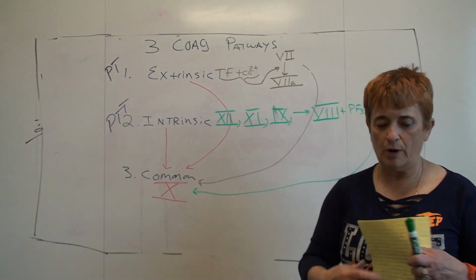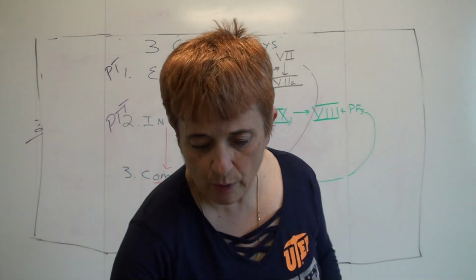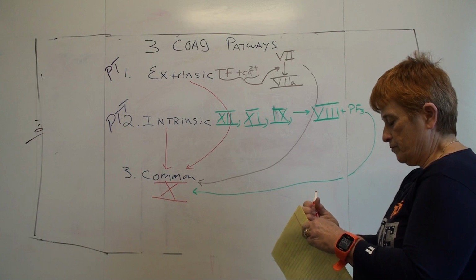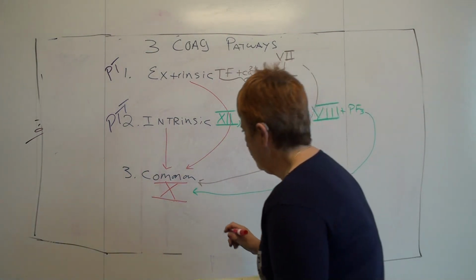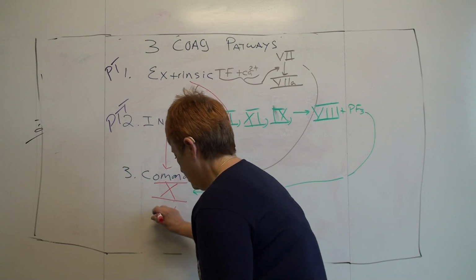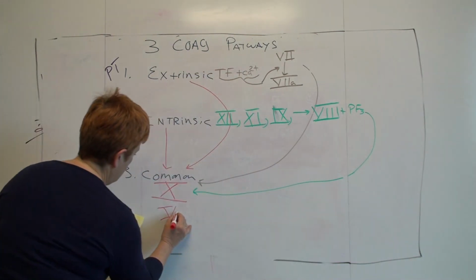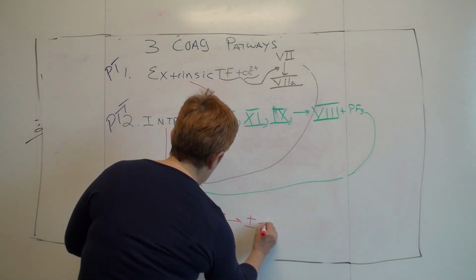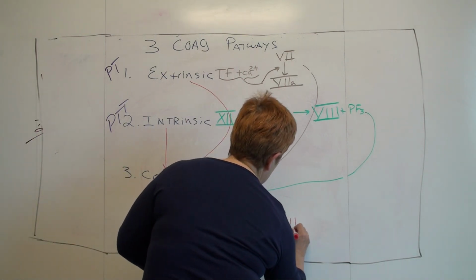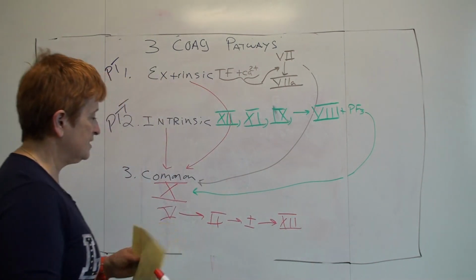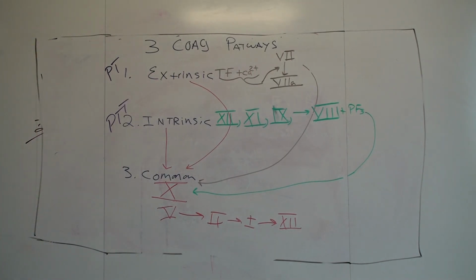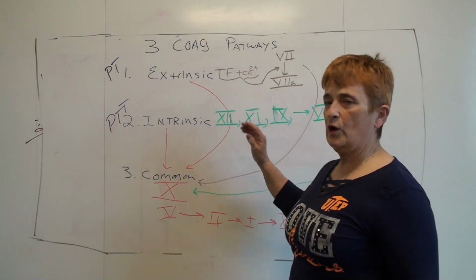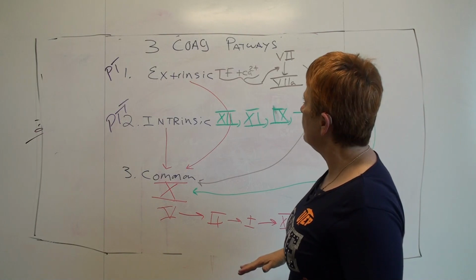Once it's here, all of this will go down and lead to your common pathway. Your common pathway starts with 10, and then it goes down to factor 5, and then all of that is going to lead to factor 2, then factor 1, and then factor 13, and factor 13 is just the stabilizing part. So that is a very concise way that the coag pathways are.